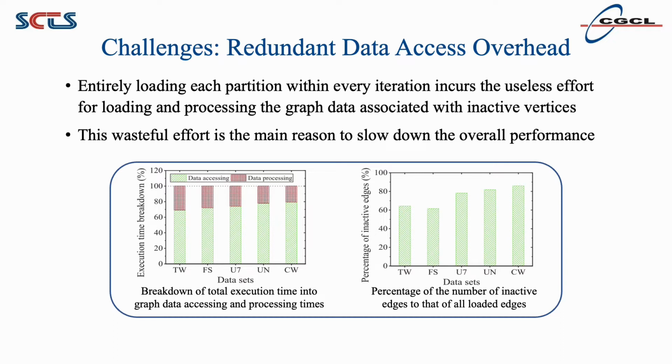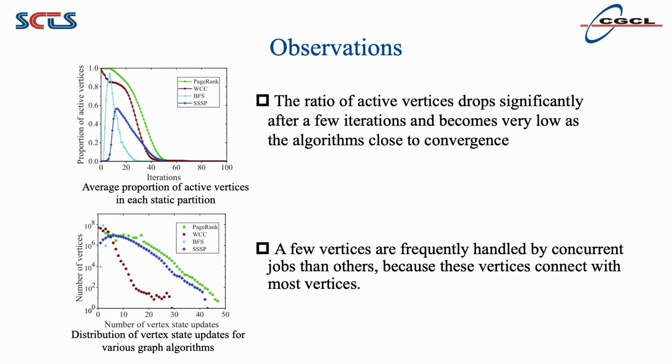To prove it, we evaluated the performance of concurrent jobs on GridGraph-M over 5 real-world graphs. As shown in the left figure, we can find that the graph data accessing time occupies a large ratio of total execution time, and the ratio increases as the graph size becomes larger. As depicted in the right figure, there indeed exists significant unnecessary I/O overhead. We attribute this phenomenon to the real-world graph's power law property. Specifically, a small part of the vertices are neighbored with most vertices, and these require more iterations to converge than others.